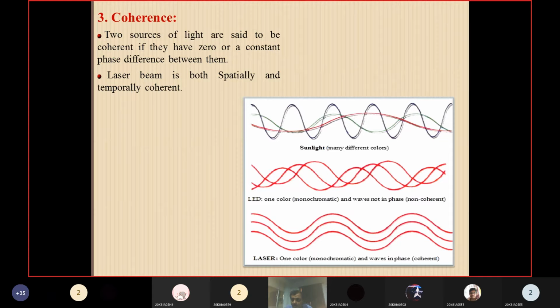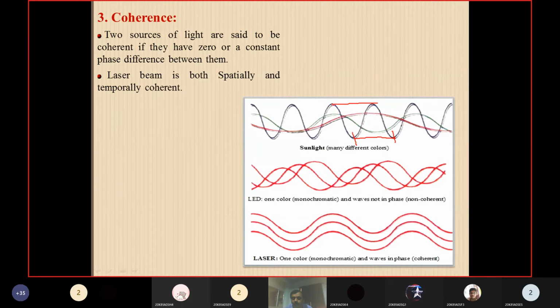So what is the definition of wavelength, does anyone know? The distance between two maxima or two minima is called wavelength. I will explain in this diagram. This is one maxima of one wave, and another maxima is here. The distance between the two maxima is called wavelength, or the distance between the two minima. Here two minimum points are there, and the distance between these two minima is called wavelength.